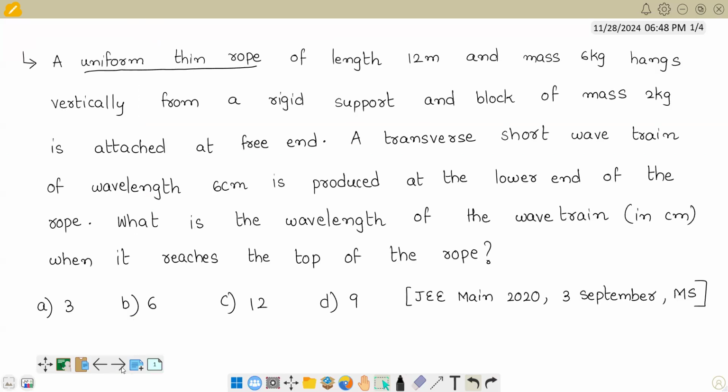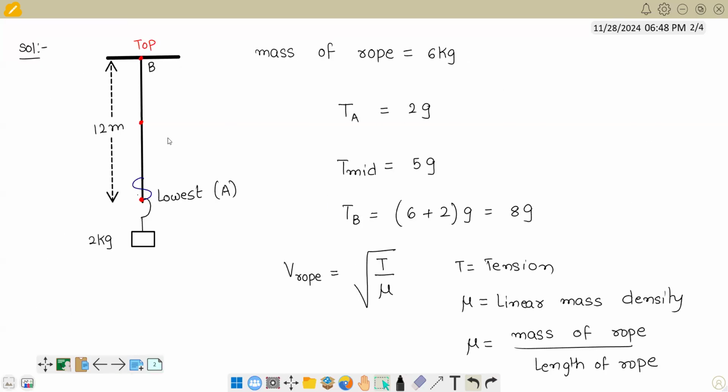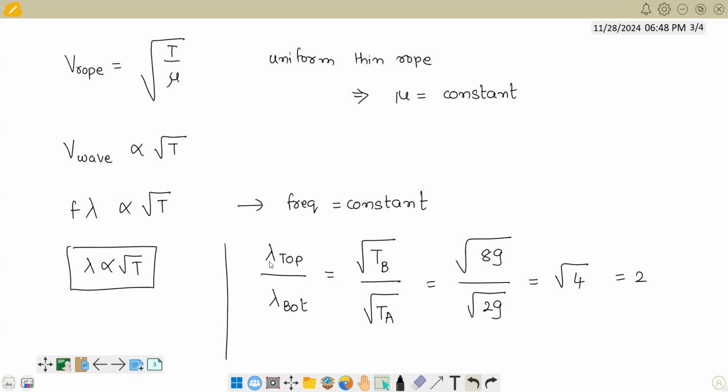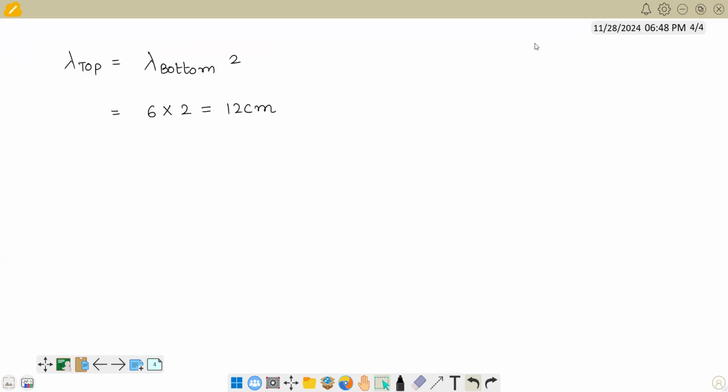The most important thing in this is that first you should know how to find tension in a rope. If you want tension in a uniform rope which has a mass, you simply need to find the mass below it into G. That is very important. Mass below it into G. Using that, we can tell the tension at the various locations. And as the tension keeps on changing, the velocity of the wave changes, due to which the wavelength also changes. In this way, we substitute all the required things and we got our answer. Hope you understood how I have solved.